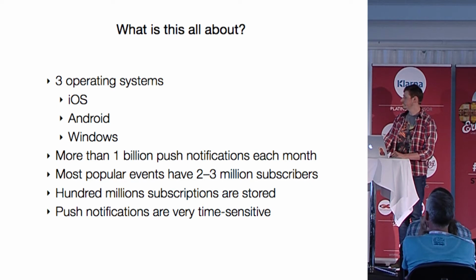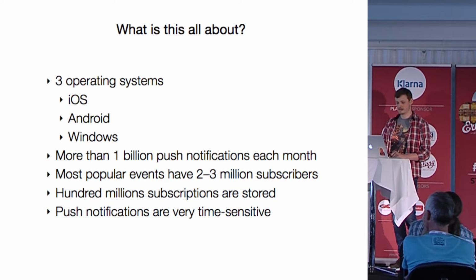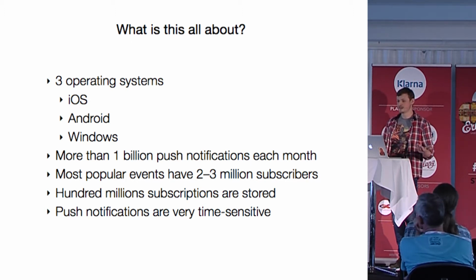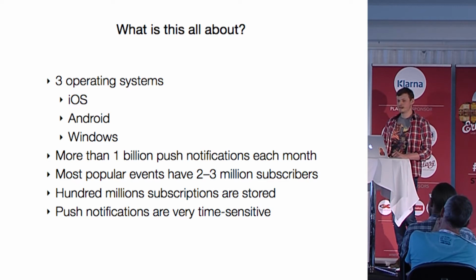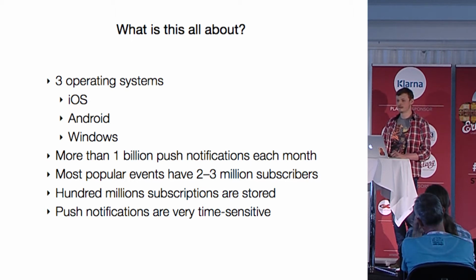Some facts about this system, which are important to understand why we needed a new system. It has several platforms. We send more than a billion notifications in a month, and many million users subscribe to events. And also we have an issue because many millions of subscriptions are stored in the database. But what creates the need for a new push notification system is that all these push notifications are very time sensitive. Who wants a goal notification 1 minute after a goal in real life? I guess nobody, because it's just junk, it's unnecessary.